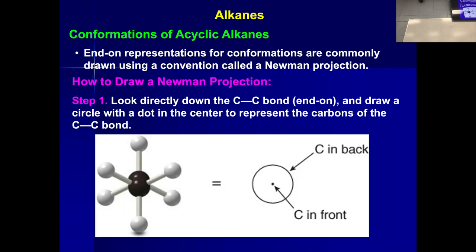Now, you have to be able to represent conformations on a two-dimensional space. The board, your paper, your exam. You have to be able to represent conformations to do conformational analysis. And this turns out to be what we call Newman projections. I take a three-dimensional object and I'm going to project it onto a two-dimensional surface.